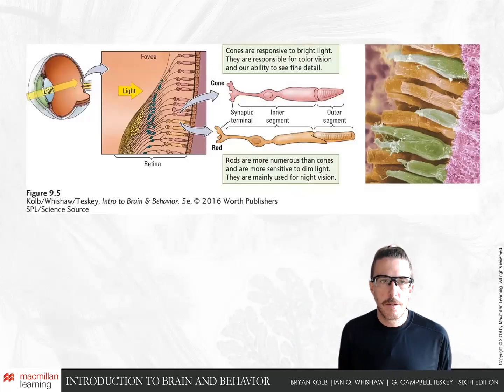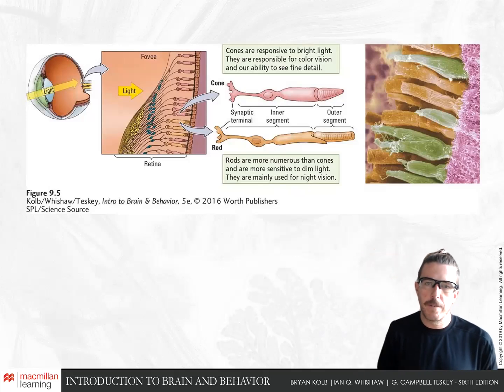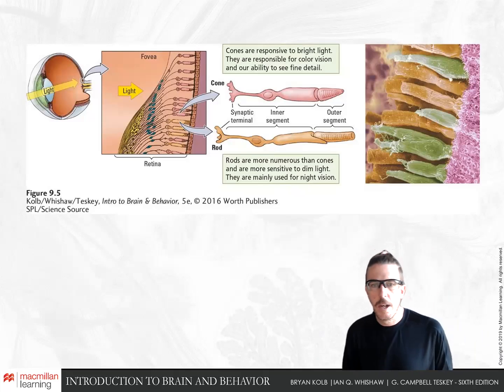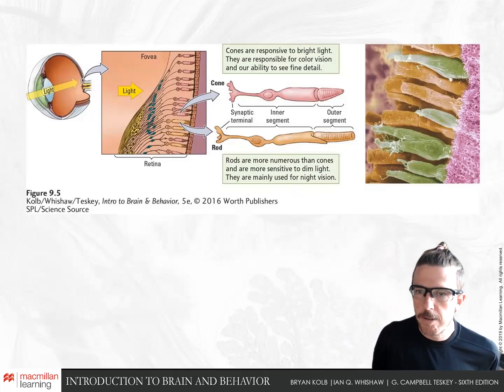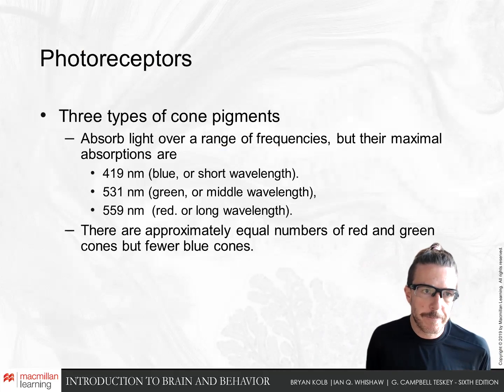So here's the cones, responsive to bright light and fine detail and color, and the rods, which have a different shape and morphology, you can see. A much longer outer segment, and in the outer segment is where these reactions between the light occur that lead to the signal being sent. Here's an image in an electron microscope showing the 2 types of cells.